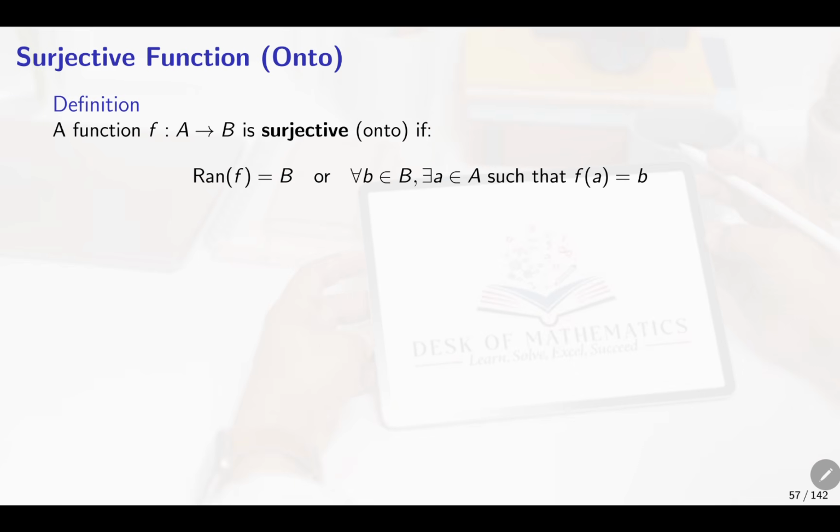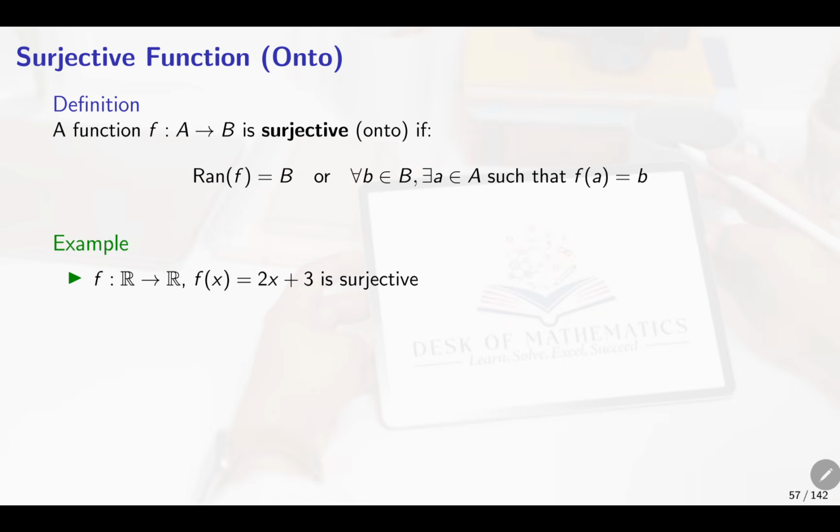Okay, surjective, we have already discussed it in the video. What is surjective? That means every element of B has a preimage. So that means the whole range of the function is your codomain B. That's called surjective. If you have to find whether this function is surjective, what will you do?